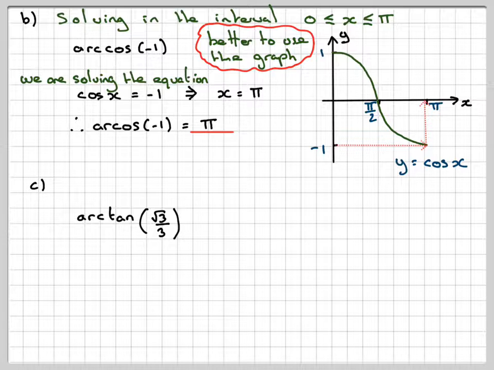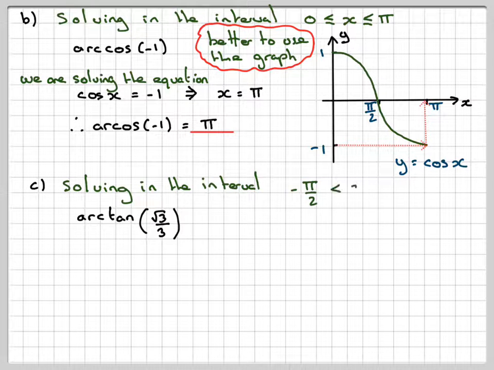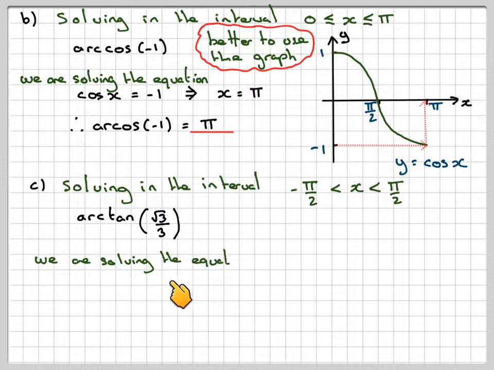For C, we've got arc tan of root 3 over 3. So solving in the interval, tan has to be restricted between minus pi by 2 and pi by 2, but not equal to, because tan doesn't exist for those values. So we're solving this equation: tan of x is equal to root 3 over 3.